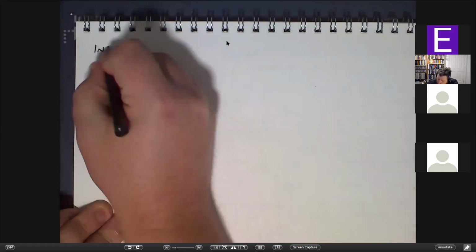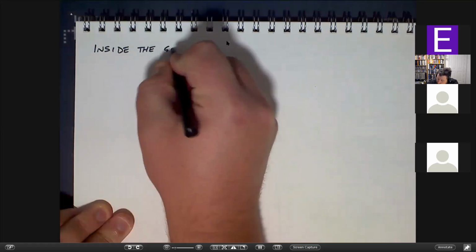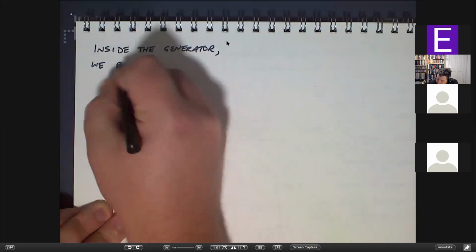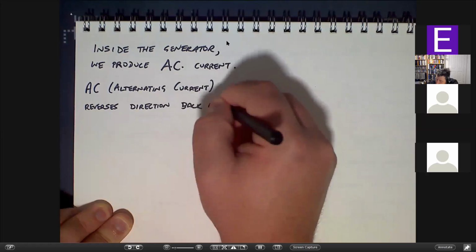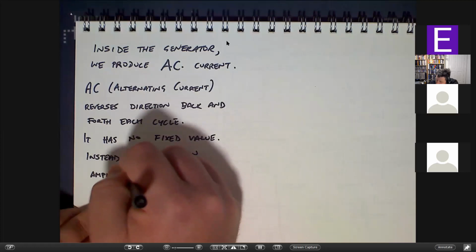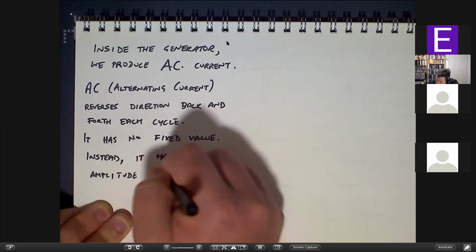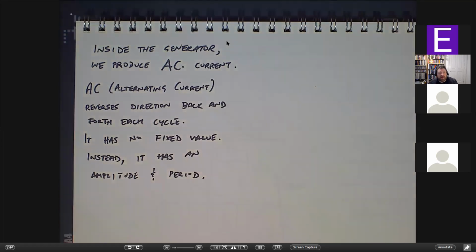Okay, so do I need to write that down as just a bit of notes? Inside the generator, so I'll just read that.